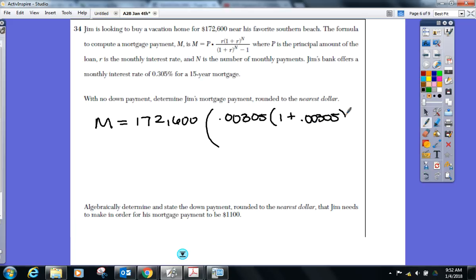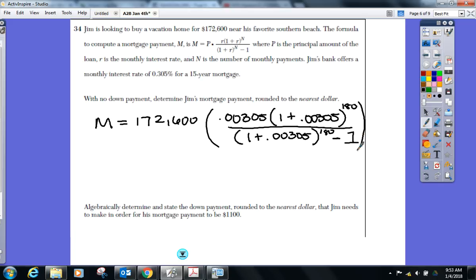And here could come up another snag. What's N again? That's the number of monthly payments. We're taking it out for 15 years. I'm not plugging in a 15 there. Monthly payments. So in 15 years, how many monthly payments am I going to make? 15 times 12, which would be 180 payments. All over 1 plus the rate again, 0.00305, raised to the n, which we already found was 180, minus 1.